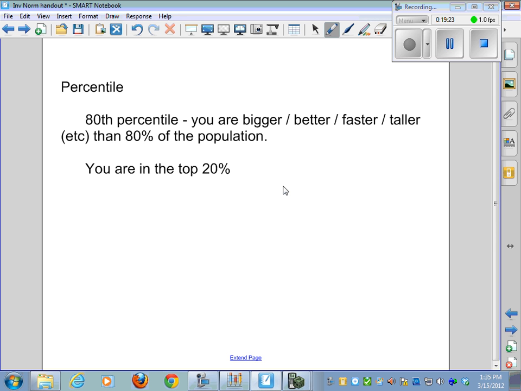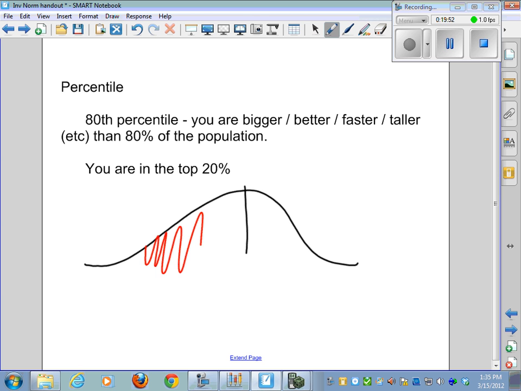If you're at the 90th, then you are better than 90% of the population. If you are at the 100th percentile, you are the best person in the world. Okay? If you're at the 80th percentile, you are in the top 20%. Okay? So if you were to draw a picture, 80th percentile, how far do I have to shade? I got to shade all the way to 80%. And the Z-score right there.